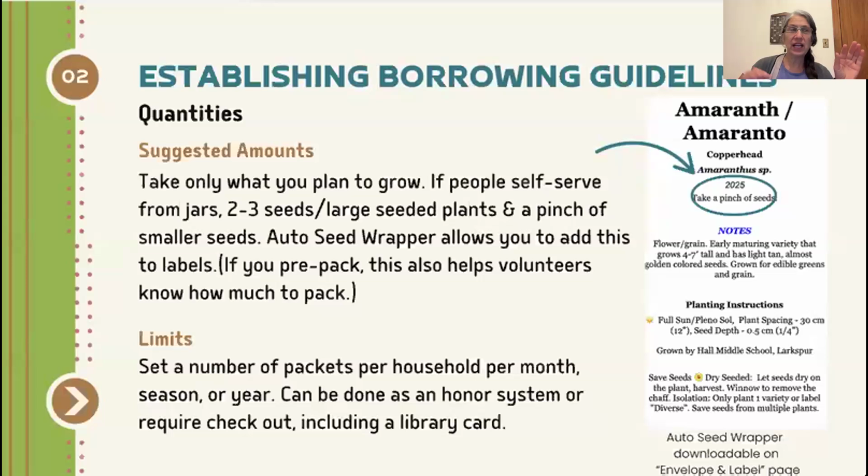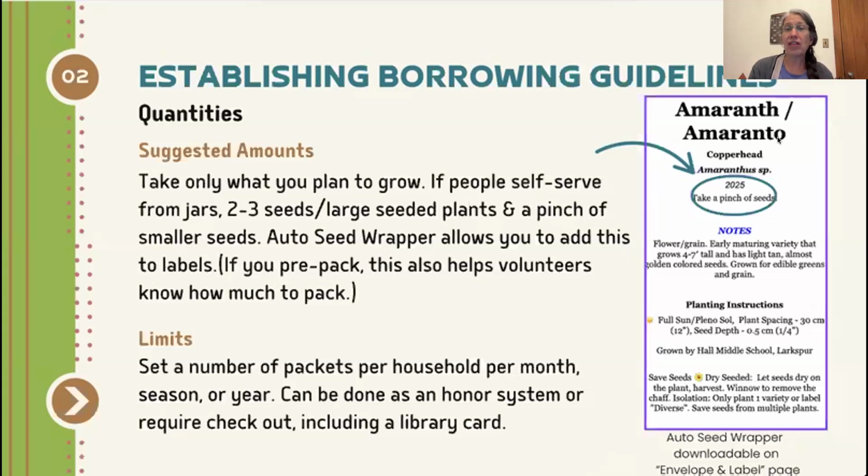So on the spreadsheet, it says amaranth, there's a scientific name. It tells you how to plant it. It tells you if it needs sun. It tells you the seed saving requirements. So it gives you recommendations about how much should either be pre-packed if someone's pre-packing or how much people should take. And then the only thing you need to put is the variety information, copperhead, the year, and then if you want to have a description about that particular variety so people know what they're getting. And then next year when I go to plant this, I just need to press 2026 and print it out.